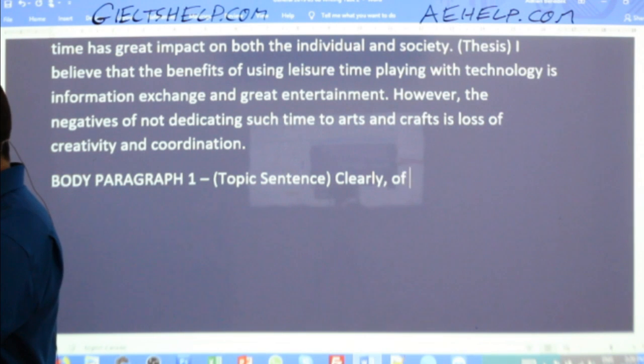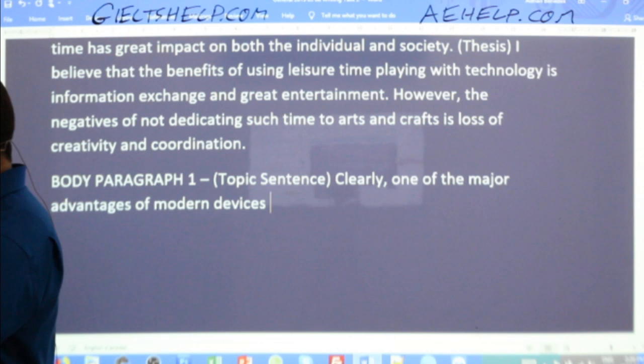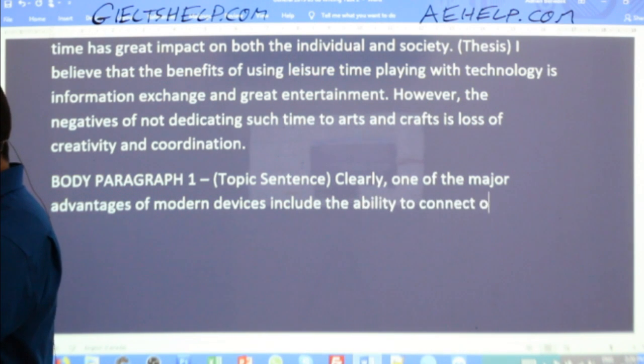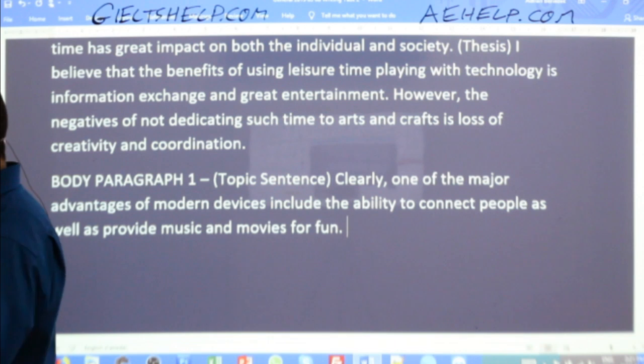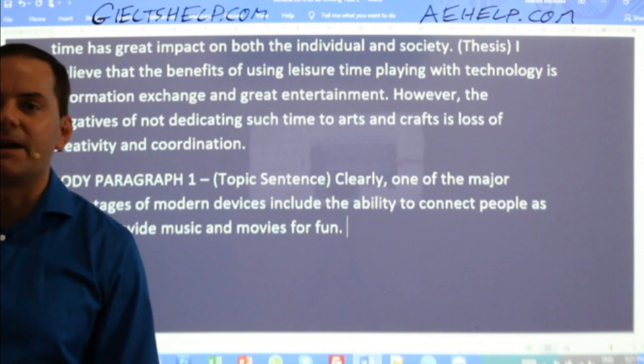Clearly, one of the major advantages of modern devices include the ability to connect people as well as provide music and movies for fun. Okay, so something like that for your topic sentence.